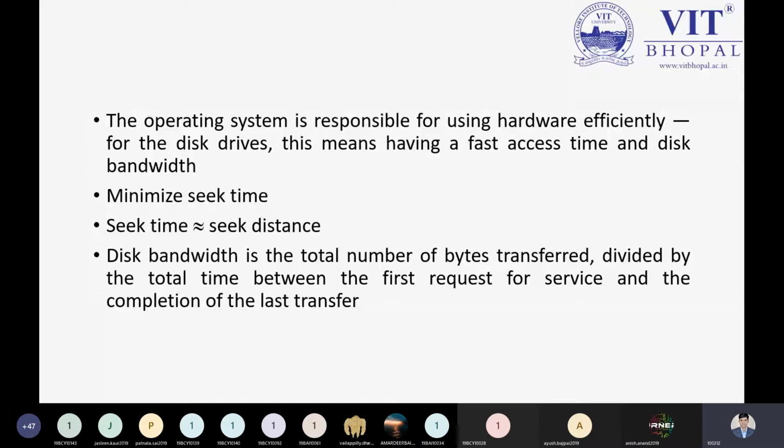So you can measure it by this time, but in simple terms we have the total number of bytes transferred divided by the total time between the first request and the last request. So this is a simple formula, but most of the time, in disk scheduling algorithm calculations, we need to calculate the seek time, because seek time must be minimum. If seek time is minimum, then definitely the disk bandwidth will be good.